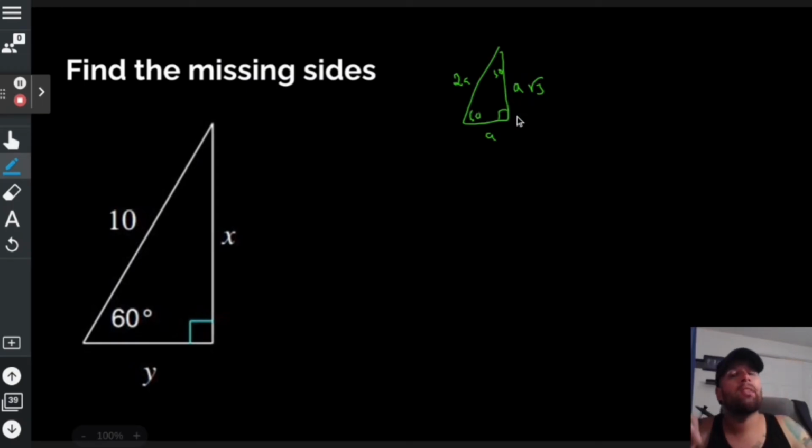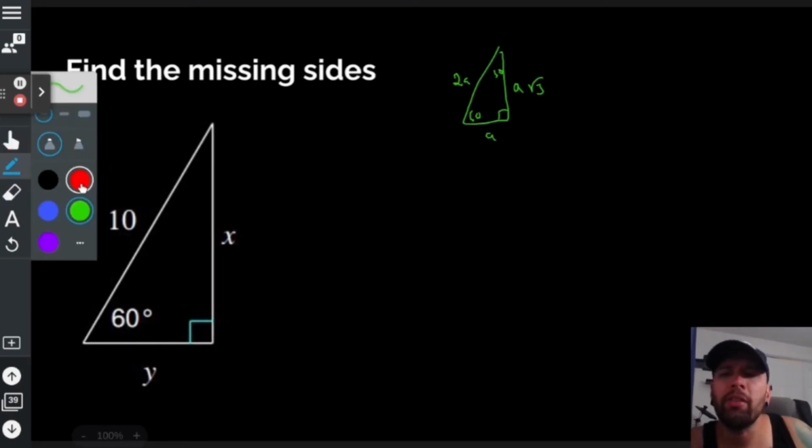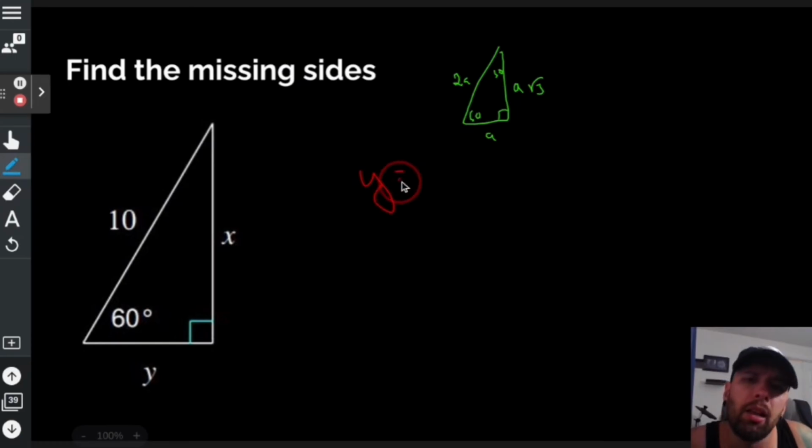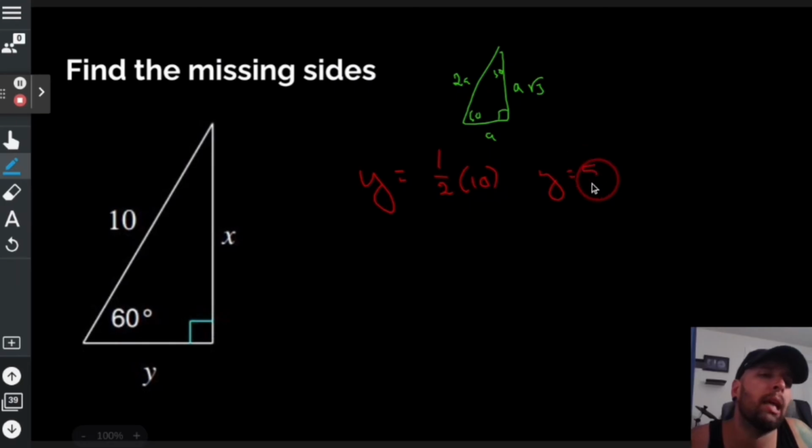Now, what I had in the last problem is I gave you the shorter leg, and so all you had to do is attach the root 3 and then multiply by 2 and you're done. Not the case at all. What we have here is I'm giving you the hypotenuse. So let's think logically. If the hypotenuse is supposed to be 2 times the shorter leg, then the shorter leg is going to be half of the hypotenuse. In other words, half of 10, which is 5. So y is 5.